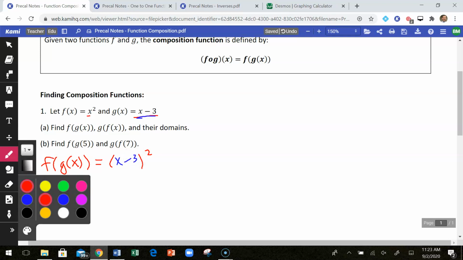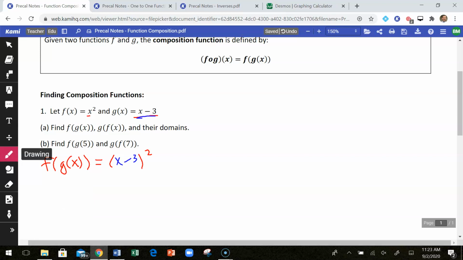Okay, and then we're going to work that out so that we can have a function here. So we're going to have x minus 3 squared, which is going to be x minus 3 multiplied by itself, which would give us x squared minus 6x plus 9. That is f of g of x. The domain of that would be all real numbers because it is a polynomial. So that is f of g of x.